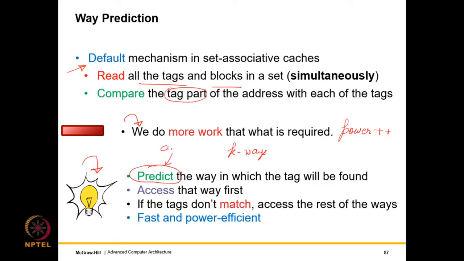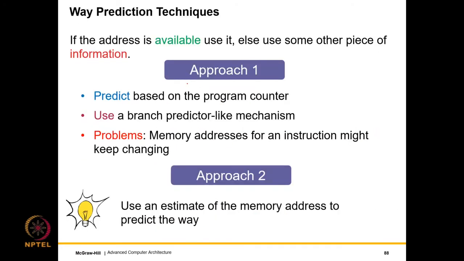So that is an important insight over here: if our predictor is accurate, then we can have a more power efficient version of a set associative cache, right? So the key important point here is to design an accurate predictor to tell us in which way we will have a hit. Let us now discuss the methods of way prediction.